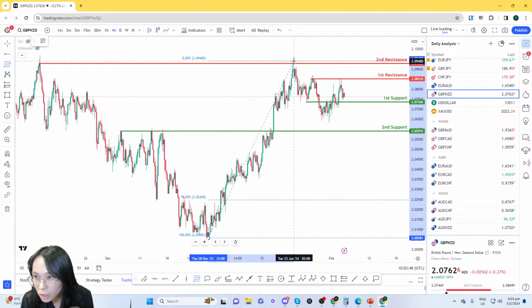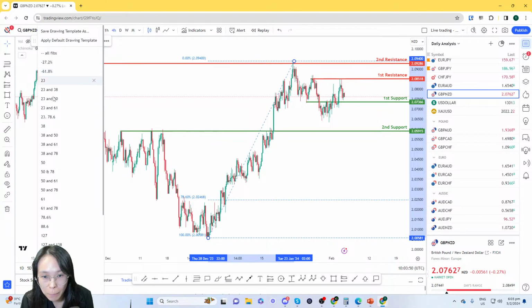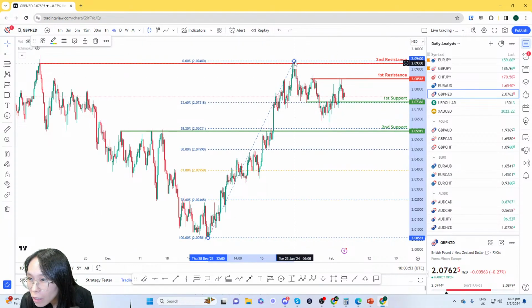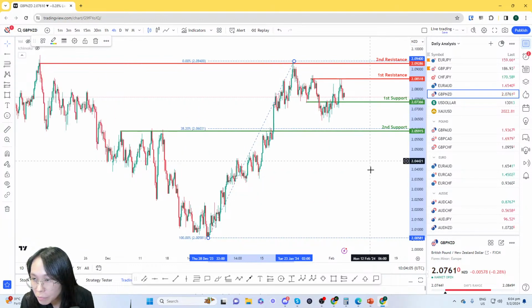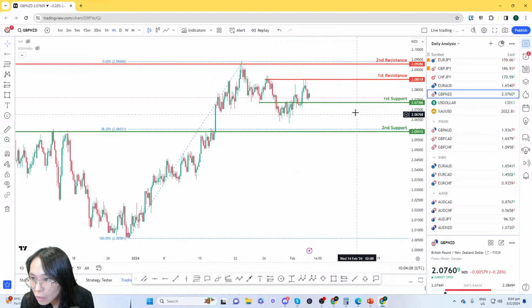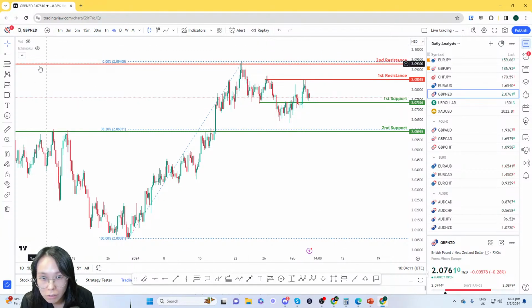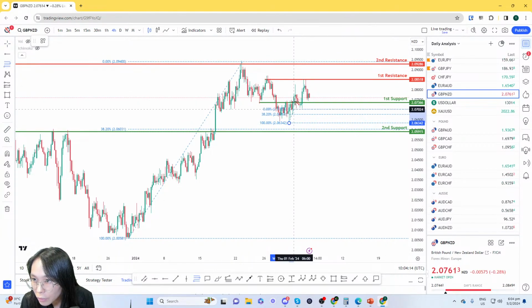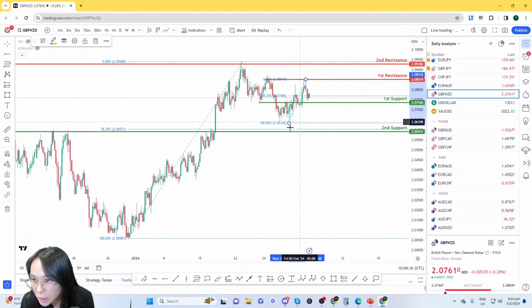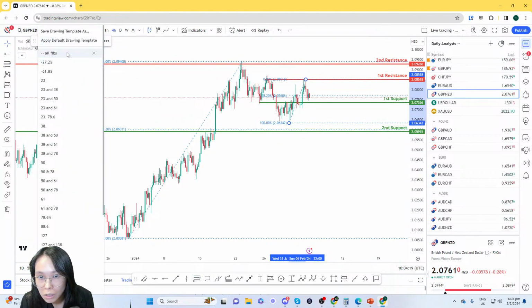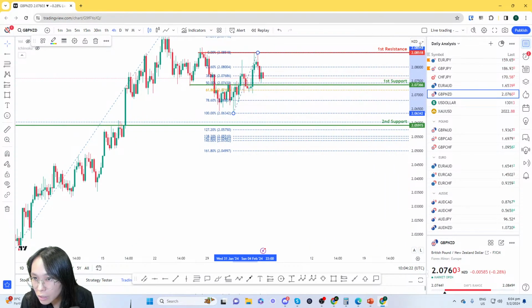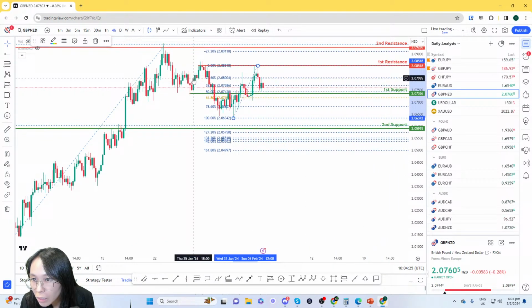I can also draw a retracement. 23.6 has been broken, so I can use the 38.2. It aligns very closely with the second support. Since price is coming down, I could also draw the Fibonacci retracement for this small swing high and swing low, to look for more support and resistance. We do have a 50% that aligns with our first support.